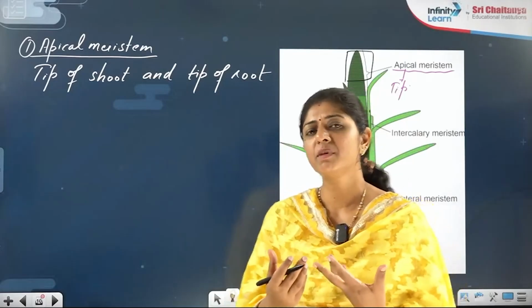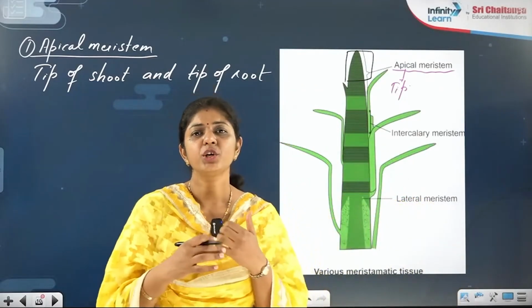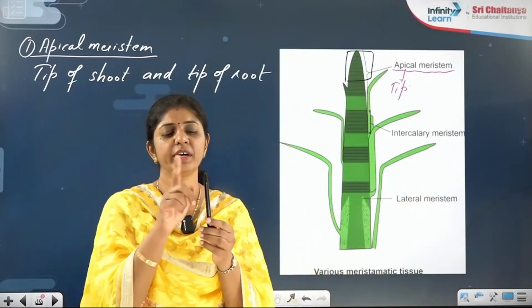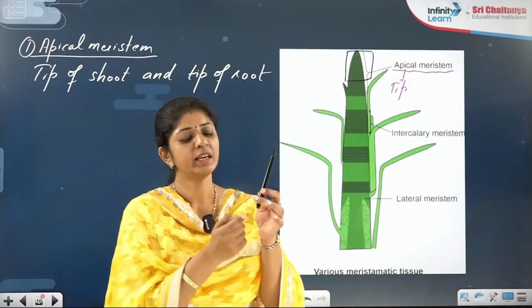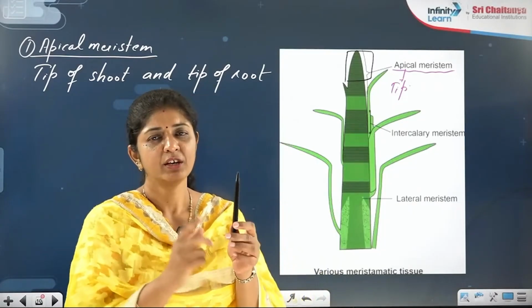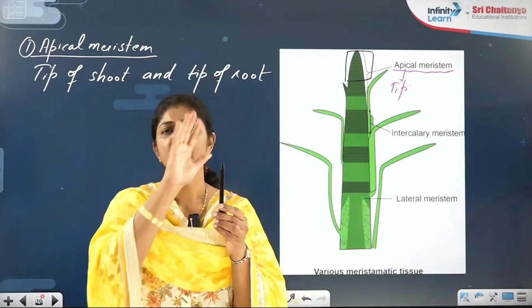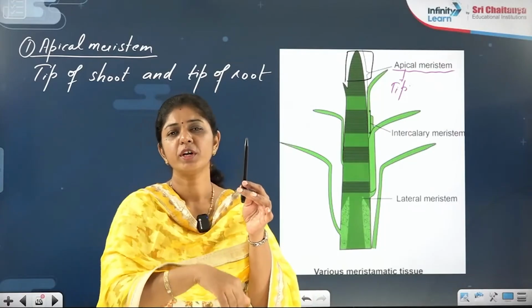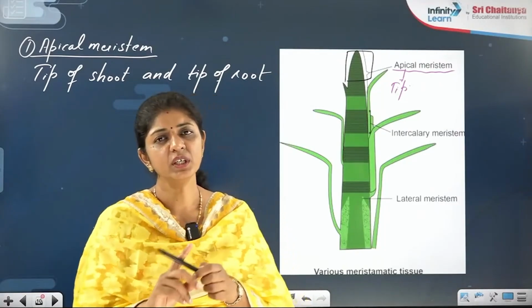Getting that? So what is the position of the apical meristem? Because we are discussing the types of meristem based on position. So what is its location? Tip of the shoot and even tip of the root, right? So the shoot will keep on growing towards the light and the root should keep on growing towards the water, or you can say towards the earth.